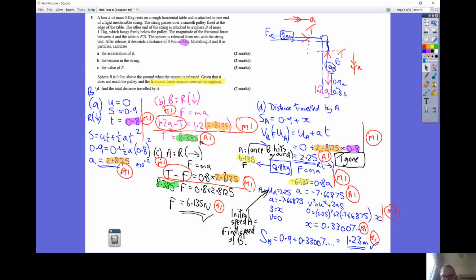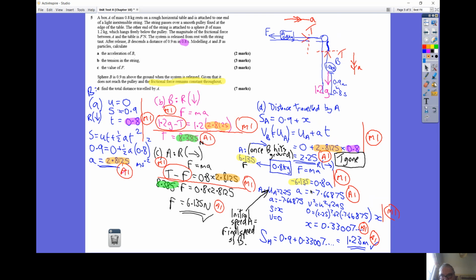Now, we really need to get to grips with what's going on with A once B has hit the ground. So I've done another diagram of the forces here. The tension is no longer there, so we're not being pulled along. We're told that the frictional force remains constant throughout, so we've still got the friction of 6.135 going in the left-hand direction. So resolving to the right and using F = ma, we're saying the force is minus 6.135, equaling the mass times the acceleration. So we can work out the acceleration is minus 7.66875, which is what we'd expect.